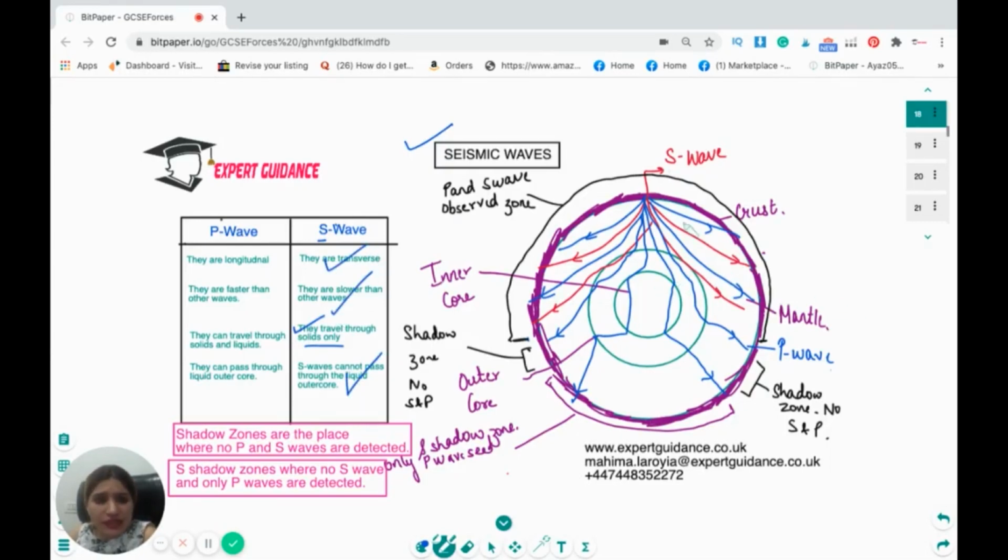Whereas the blue waves are going inside as well. These are known as the P waves. P waves are longitudinal. They are faster than the other waves. They can travel through solid and liquid, and they can pass through the liquid outer zone.